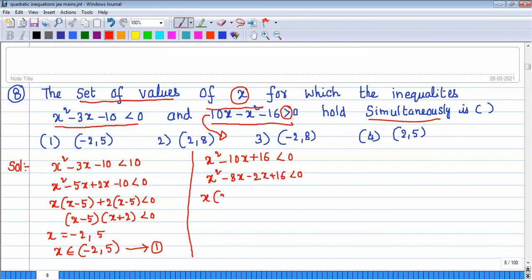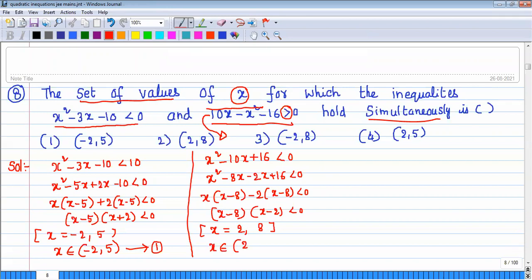So x minus 8 less than 0, x minus 2 less than 0... x equal to 2 or 8. Minus 8 into x minus 2 less than or equal to 0. So that means x lies between 2 comma 8. Here the solution is x belongs to open interval 2 comma 8. This is the second. The intersection of 1 and 2 is our solution.